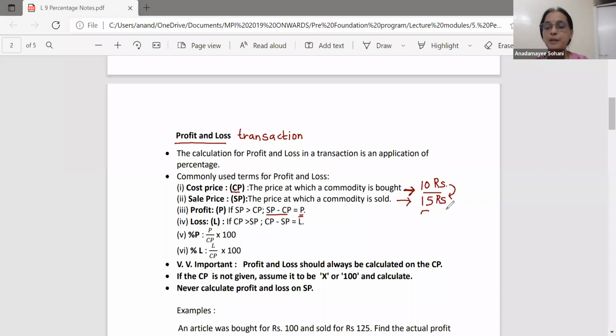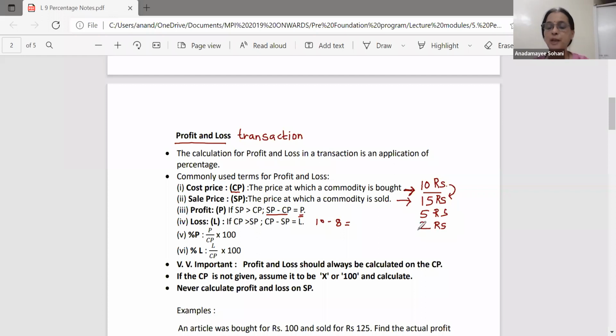And suppose this 10 rupees commodity, for some reason, I had to sell it for 8 rupees. There was some damage, something. No shopkeeper would want to sell it at a price lower than what he bought it for. But for some reason, he has to sell it at 8 rupees. Then the difference in the cost price and the sale price, when the cost price is more than the sale price, that difference is called my loss, because I gave 10 rupees for it and I got only 8 rupees against it.